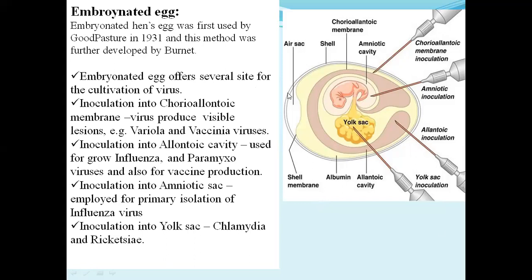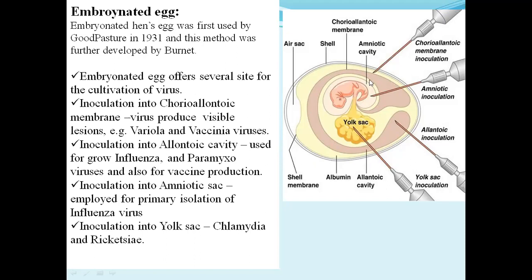What are the several sites? This is the embryonated egg. First, inoculation into the chorioallantoic membrane. You can see this is the chorioallantoic membrane. We can directly inoculate the virus into it, and the virus produces visible lesions. For example, variola and vaccinia viruses are inoculated through the chorioallantoic membrane.